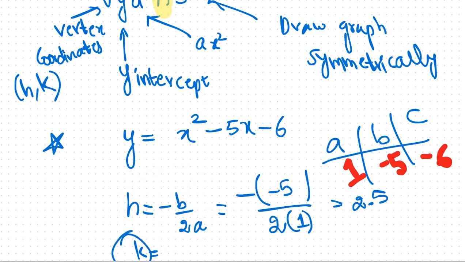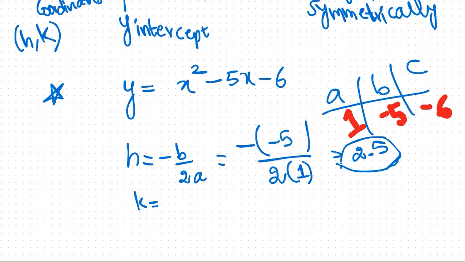Now what about k value? How do you find k value? You plug x is equal to h in the formula. The result is k value. Tell me quick, answer is what? So negative 12.25 is the k value. What did we just obtain so far?